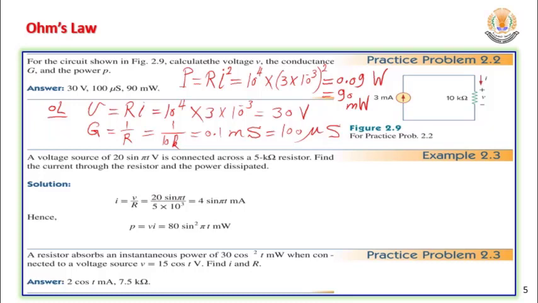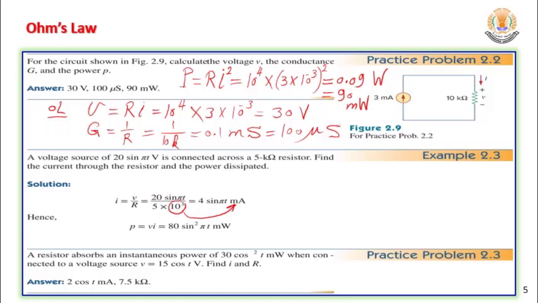Next, a voltage source of 20 sine T volts is connected across a 5 kilo ohm resistor. Find the current through the resistor and the power dissipated. So calculate I and P. I by Ohm's law is V over R. So you divide this term by 5 kilo. The kilo will be translated later to milli. Just divide by 5 and the end result will be in milliamps. So 20 sine T over 5 is 4 sine T milliamps.